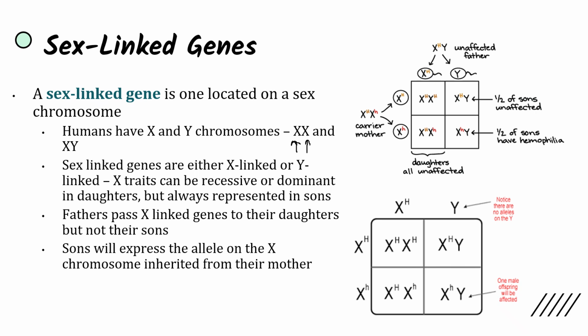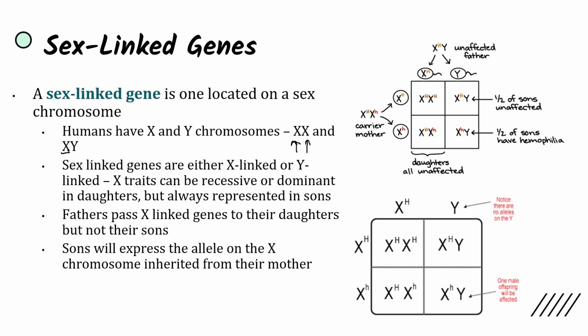But it will always be represented in sons, because in sons there's only one X chromosome, so whatever trait that X chromosome has, that's the one the son will express. And that X chromosome has to come from the mother because the father is giving up his Y chromosome. And so fathers will pass X-linked genes to their daughters, but not to their sons. They will only pass a Y chromosome to their sons. And sons will express the allele on the X chromosome inherited from the mother.